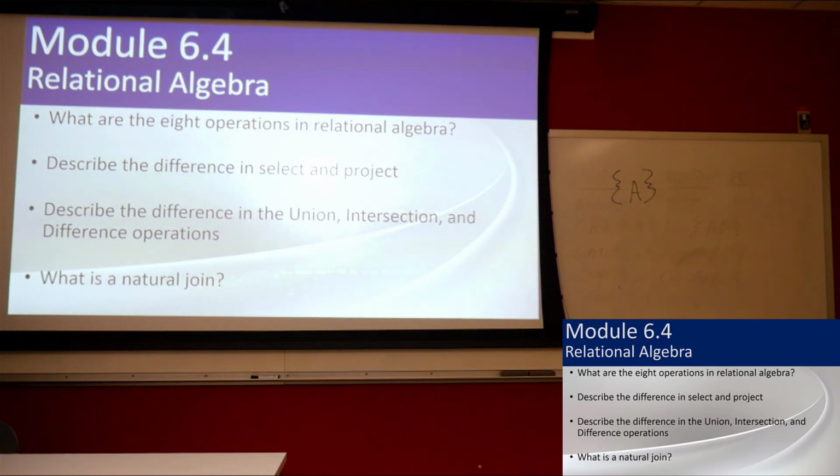So we're going to talk briefly about our 8 relational algebra operations. We're going to talk about 2 unary operators, select and project, and then about our 3 set theory operators, union, intersection, and difference, which we already talked about a little bit earlier. And then we're going to very briefly look at the natural join.